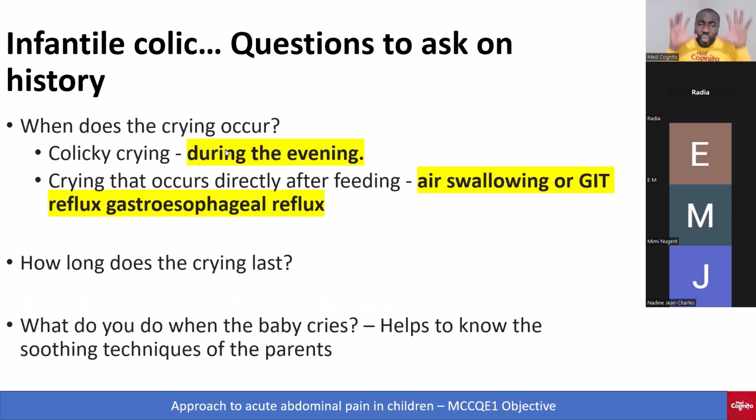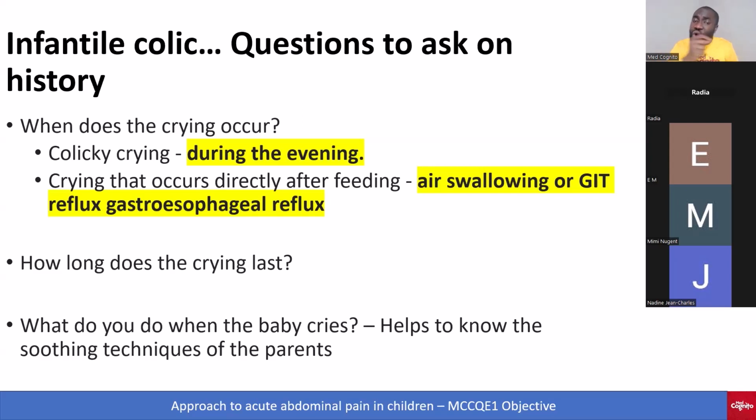And then you also want to ask, when does the cry occur? We learned that with colic, it usually occurs in the evening. At what time exactly, or what activity leads to this cry? If the child is swallowing a lot of air into the GIT, you realize that they will pair the crying with feeding. Crying with feeding. So if you have a child who is crying whenever the child is feeding, think about a child who is swallowing a lot of air into the GI tract, or a child with gastroesophageal reflux disease. Those two things. How long does the cry last?